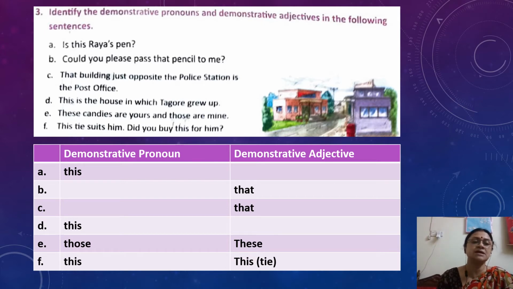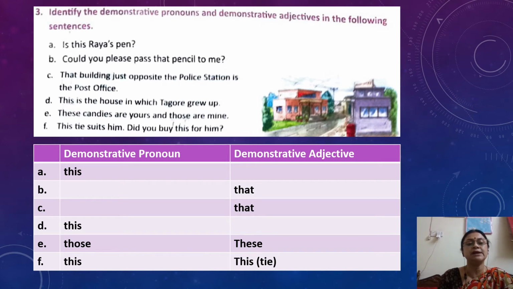In sentence C, that building just opposite the police station is the post office. Here again that describes the building. So that here is a demonstrative adjective. In sentence D, this is the house in which Tagore grew up. Here this identifies the house. So this here is a demonstrative pronoun.